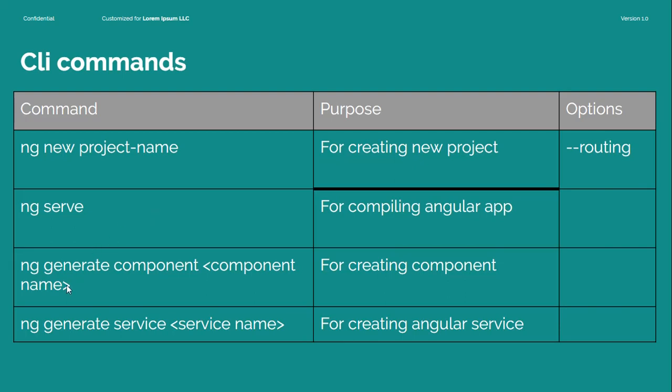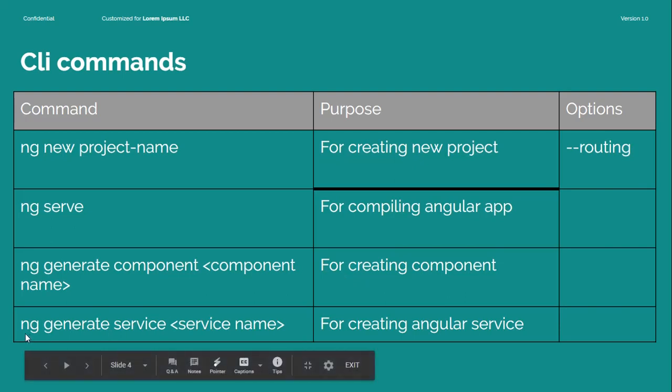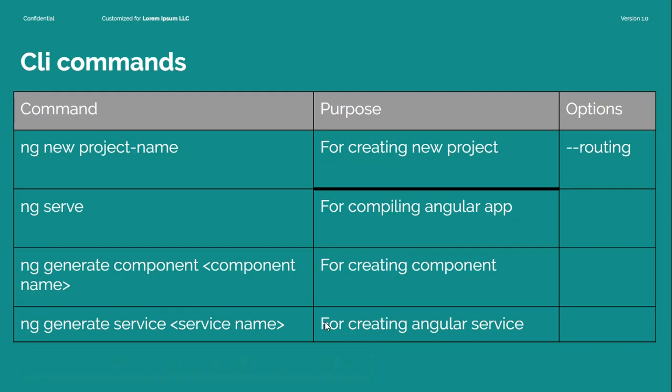The next command we're going to use is ng generate component and then the component name. This CLI command is generally used for creating a component. Then the next CLI command is ng generate service and then the service name, and it is generally used to create an Angular service.